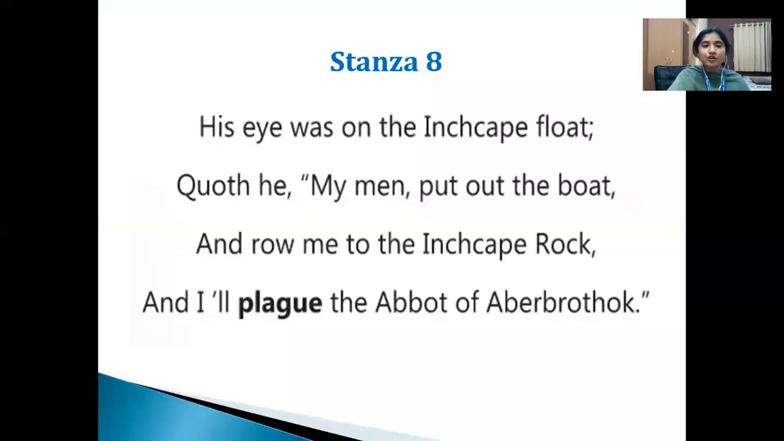His eye was on the Inchcape float. Quoth he, "My men, put out the boat and row me to the Inchcape rock, and I'll plug the abbot of Aberbrothock." Here, the poet has used inversion. The order of the words is changed. "Quoth he, 'My men, put out the boat.'" This is an example of inversion. Again, anaphora is used, and "row" and "I'll" are repeated.